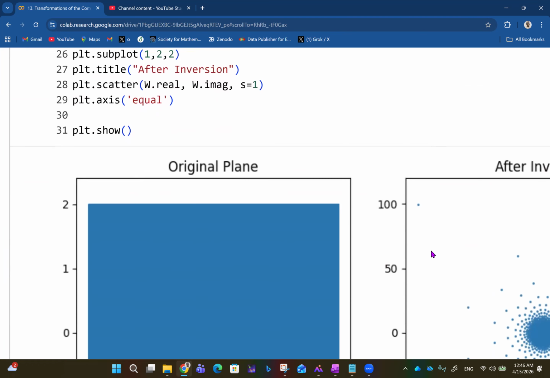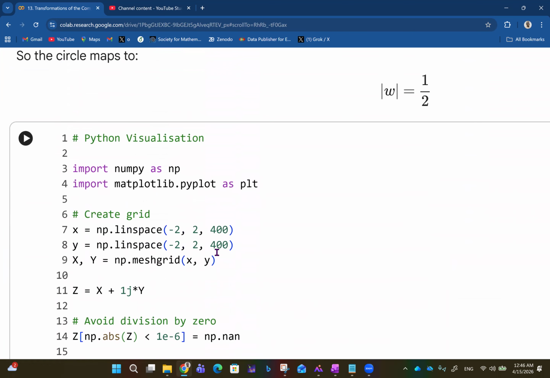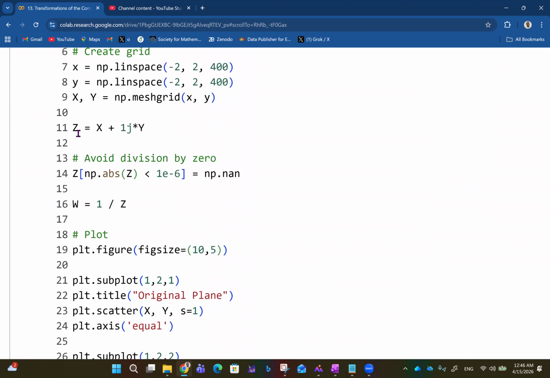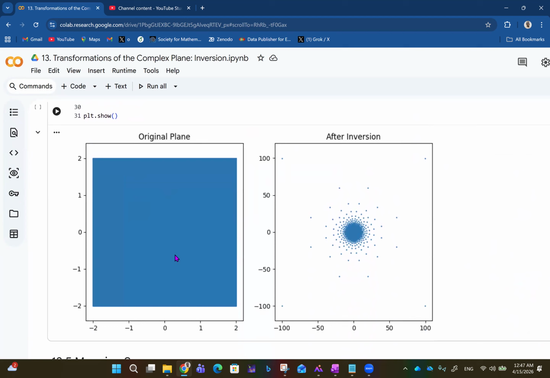So we can visualize that using Python. Here we try to create a grid and all that. And then we have z is x plus i y, so we avoid division by 0, and that's why we put this 1 e raised to minus 6. Then w now is 1 over z. Okay, so z is already declared here. So this is 1 over z. And then we try to do the plot down here. So this is the original plane. We see this is after we invert it like that.